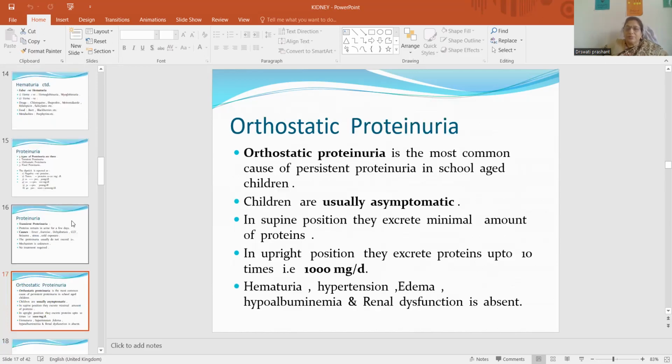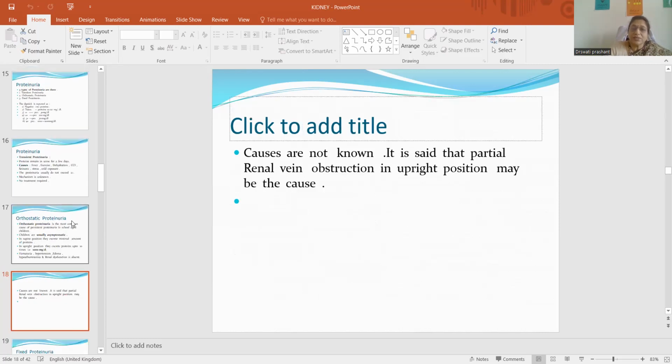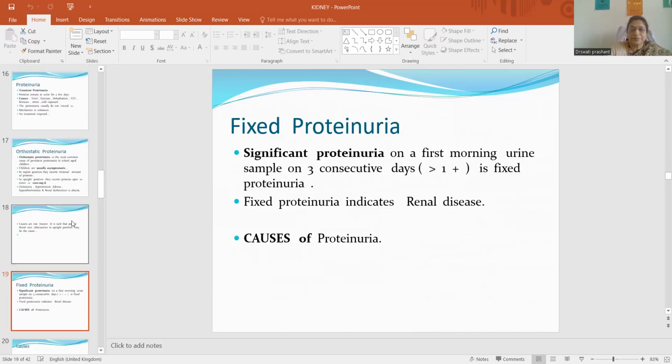Orthostatic proteinuria is the most common cause of persistent proteinuria in school-age children. Children are usually asymptomatic. In supine position, they excrete a minimal amount of proteins. In upright position, they excrete proteins up to 10 times, that is 1000 milligram per day. Hematuria, hypertension, edema, hypoalbuminemia, and renal dysfunction are absent. There won't be any other renal signs and symptoms, only orthostatic proteinuria. Causes are not known. It is said that partial renal vein obstruction in the upright position may be the cause.